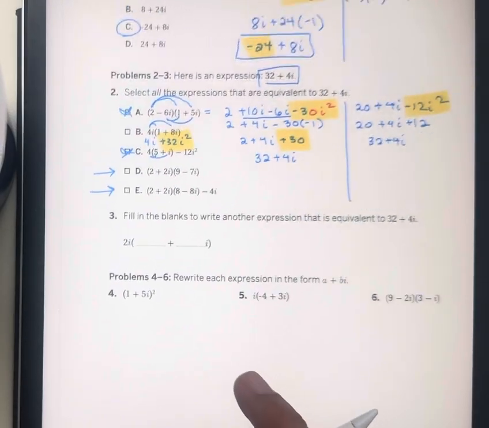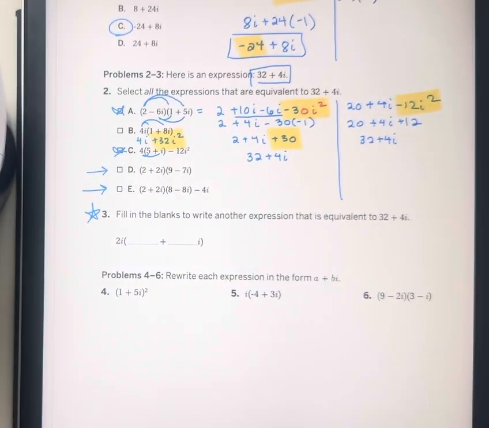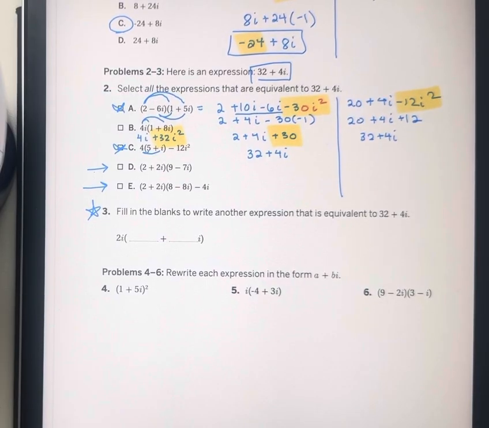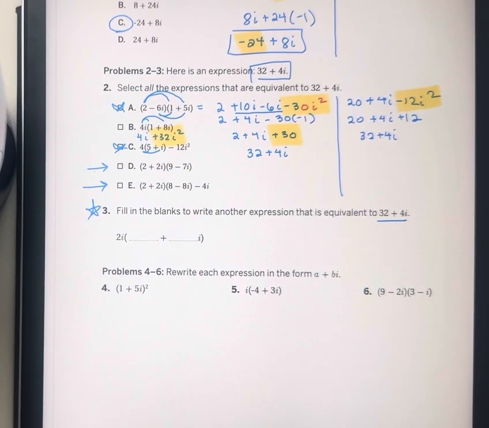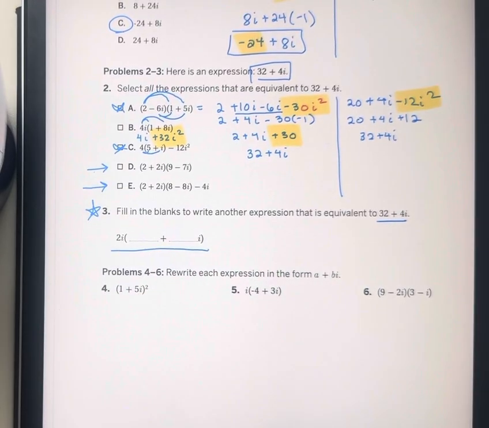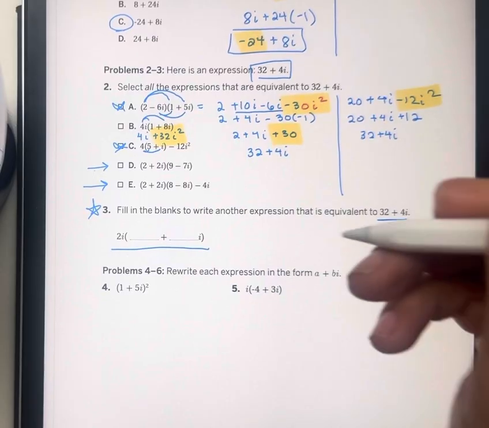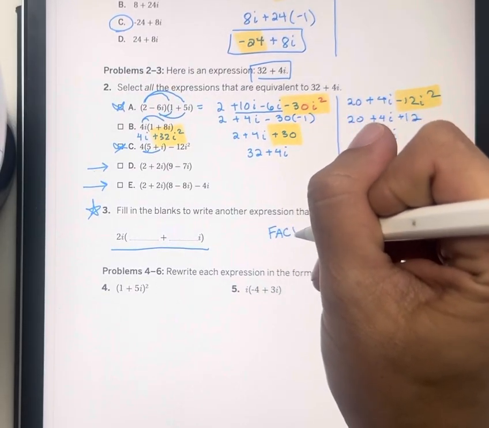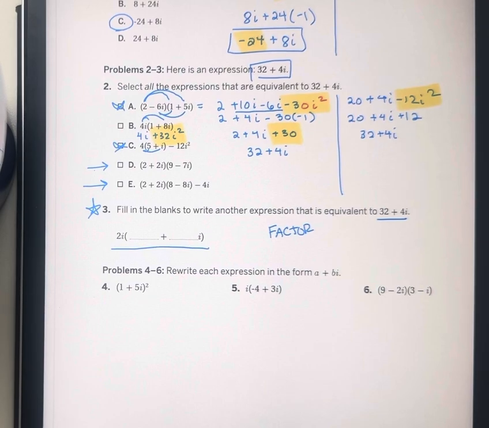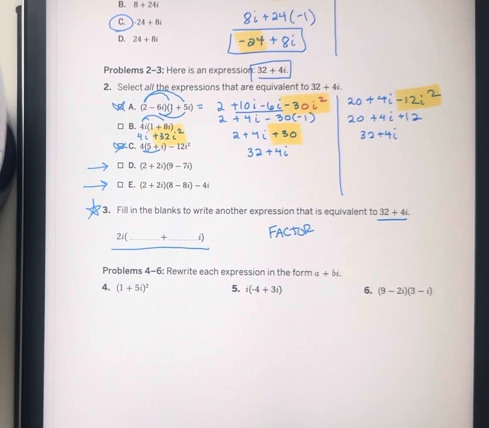Okay. Here's a good one, number 3. Can anybody tell what number 3 wants you to do to 32 plus 4i? It's here, if you distribute, you get 32 plus 4i. What's the opposite of distributing? Factoring. It wants you to factor out a 2i. Wait a minute. I don't think that's, no, I take it back. I don't think we're there yet, you guys.